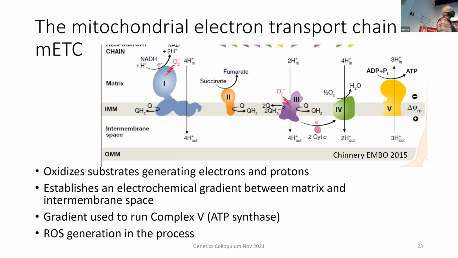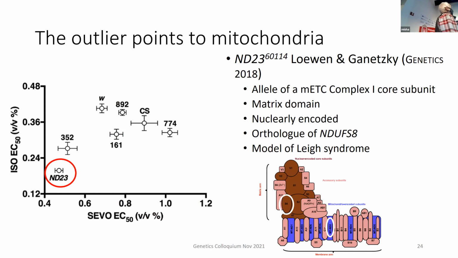And so if you think back about the EC50s, there was one outlier, which was more sensitive both to sevoflurane and to isoflurane, and substantially more sensitive than all the other RAL lines. And this one is the mitochondrial mutant. It's a mutation in the ND23 subunit of complex 1. I show it here. This is the location of ND23, and you can see that it's in the matrix domain of complex 1. This specific allele was characterized by Karin Löwen and Bereganetsky.